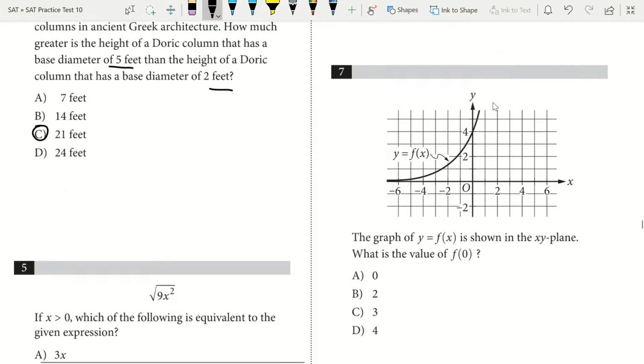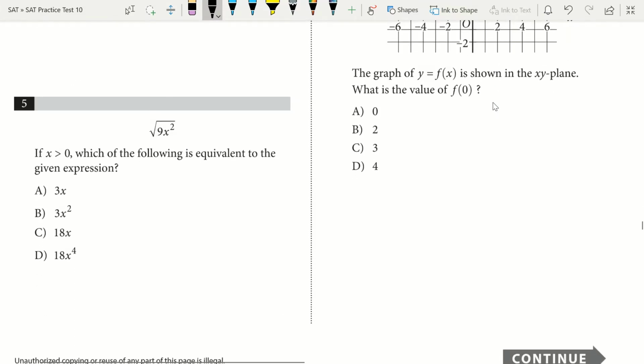Alright, question 5. If x is greater than 0, which of the following is equivalent to the given expression? Well, when I see that root and I have 9 under it, I know that 9 can be rewritten as 3 squared, so I'll have root 3 squared x squared. My 3 will come out and so will my x. I'll be left with 3x, so my answer there will be A.